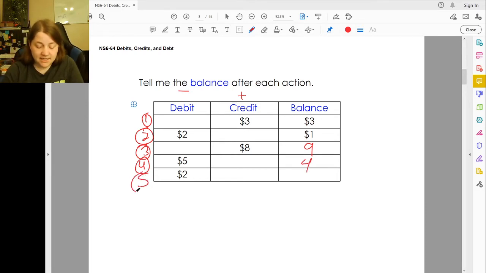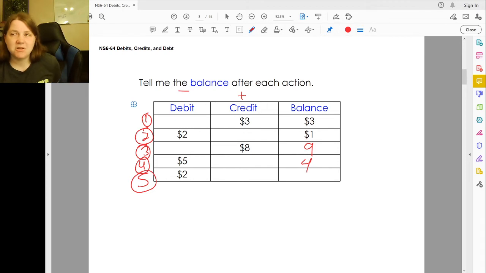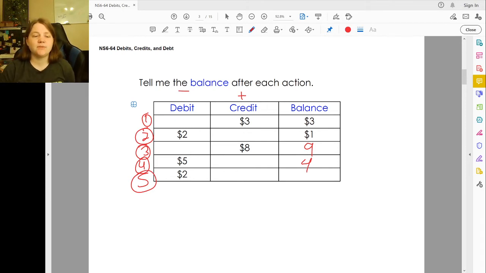The next thing I did in my bank account is I said, I have $4. I can spend 2 of them. 4 minus 2 is 2. So the final balance on this page of the bank account is $2.